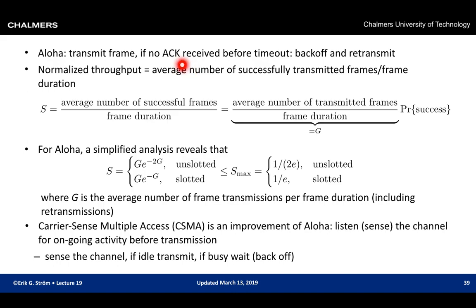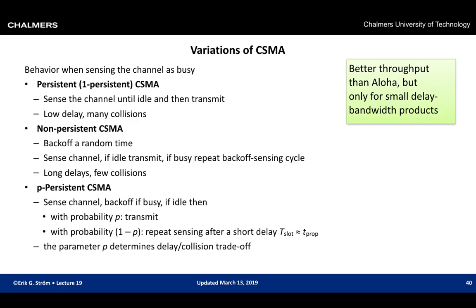We can improve on Aloha by using carrier sense multiple access. Basically, before transmitting, we listen to the channel. If the channel is busy, we wait, and then we transmit at a later point. What to do when it's busy depends on the different variations of CSMA, so we can do different persistence schemes. I won't go through this in detail, but these are the important variations of CSMA: 1-persistent, non-persistent, and p-persistent.